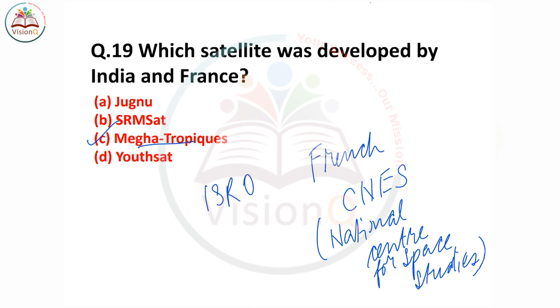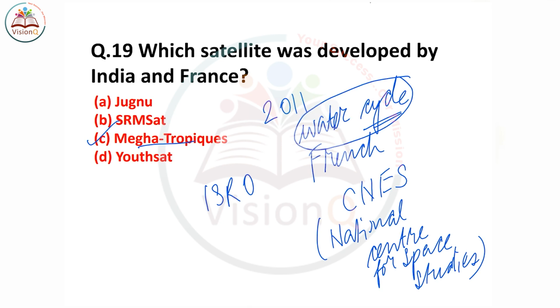So these two organizations jointly developed this satellite, which is known as Megha-Tropiques. It was launched in the year 2011 by the PSLV, and its main purpose is to study the water cycle. Okay, the main purpose of the satellite Megha-Tropiques is to study the water cycle in the atmosphere. The right answer will be option number C, Megha-Tropiques.